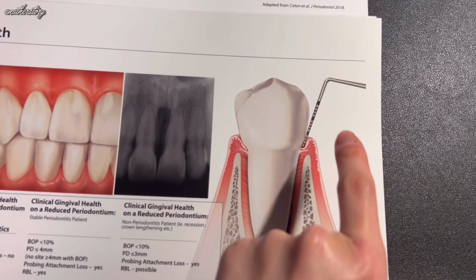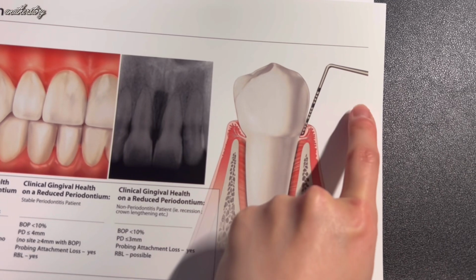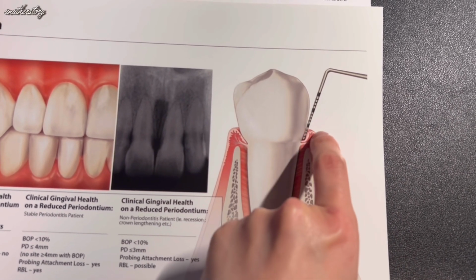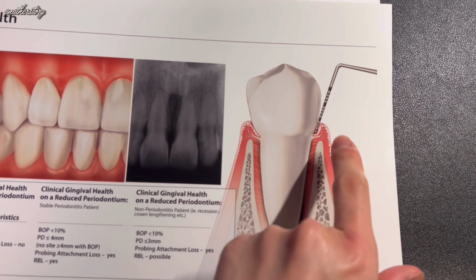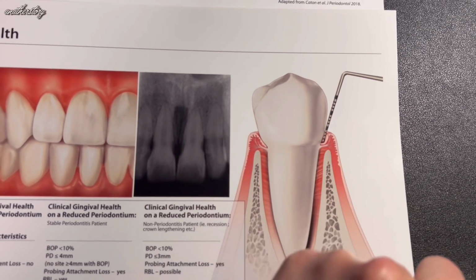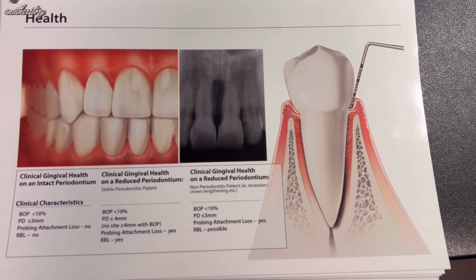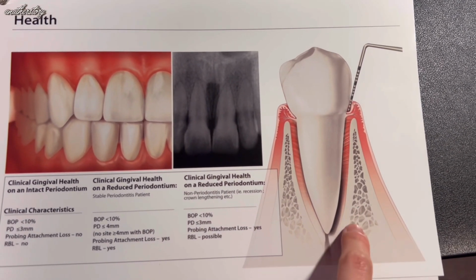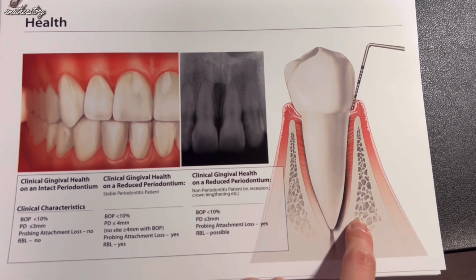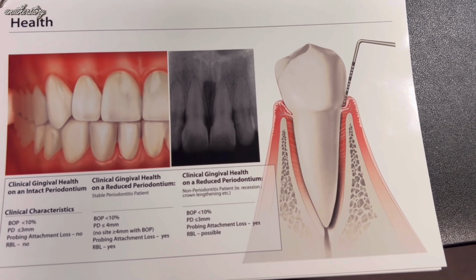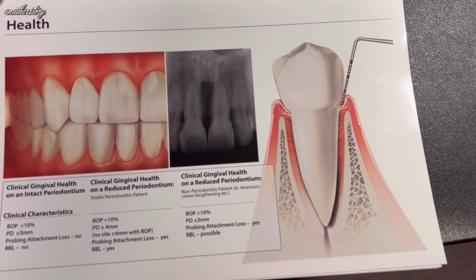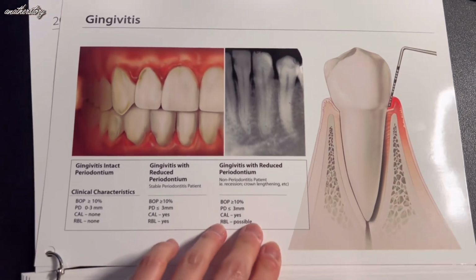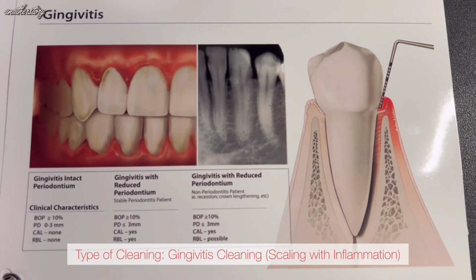And you might be familiar with this instrument that we use. This is called a probe, and it has indicators that we reference, and each one is a millimeter. And whenever we measure your gums for a healthy mouth, it should be 1 to 3 millimeters without any bleeding, or just maybe 1 or 2 bleeding spots. And now let's go ahead and move on to the next stage, which is gingivitis.